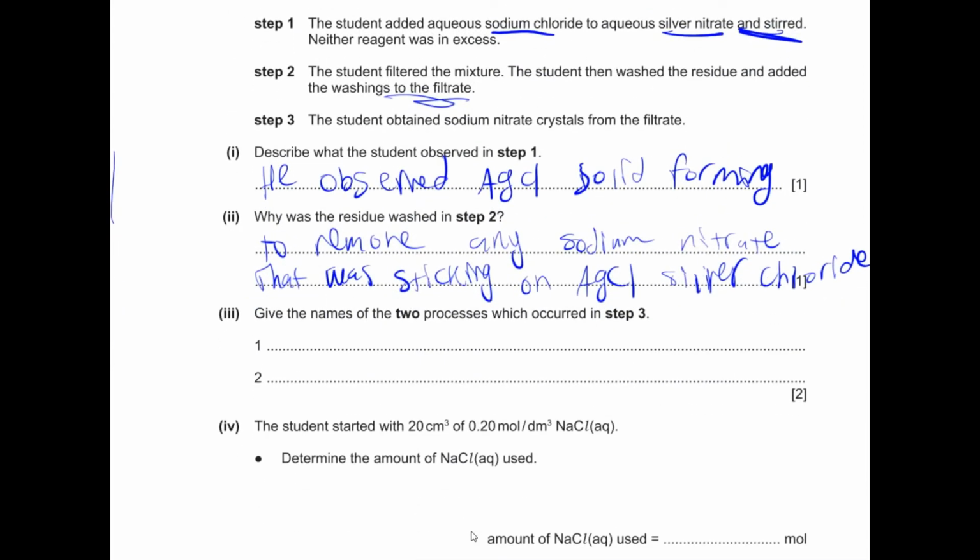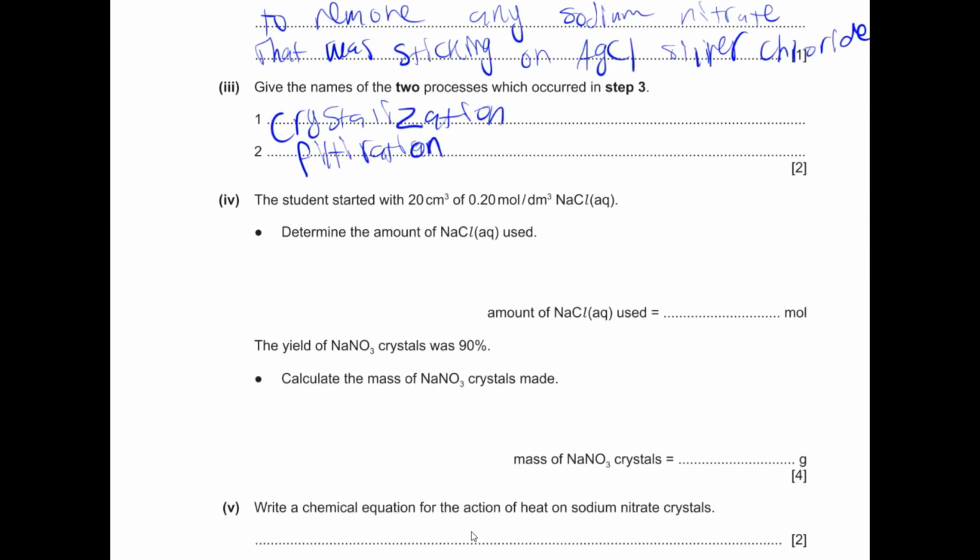Give the names of 2 processes which occurred in step 3. So in step 3 we had crystallization and filtration.